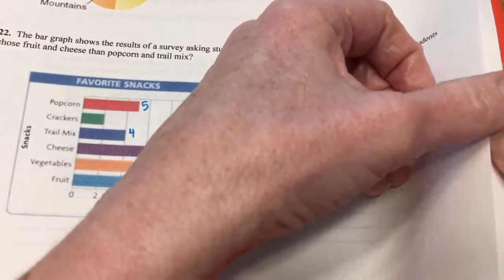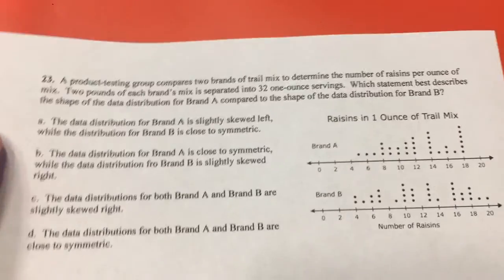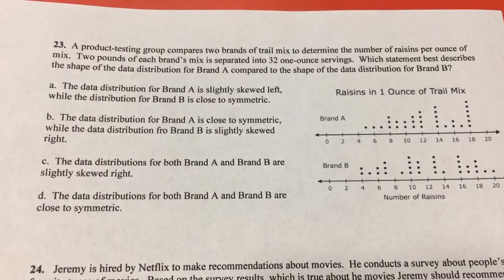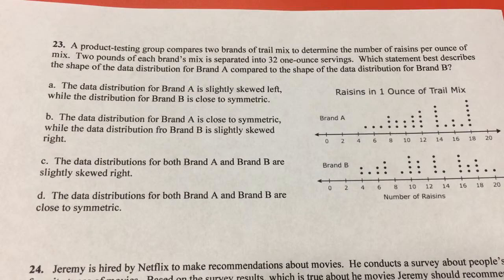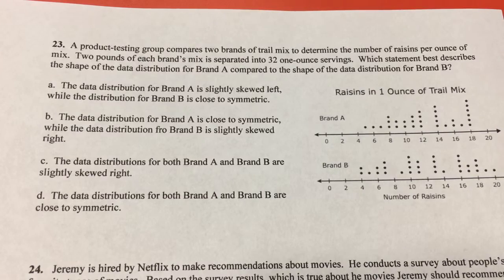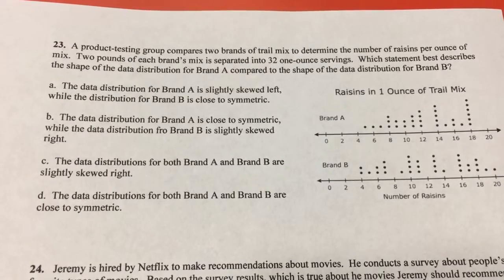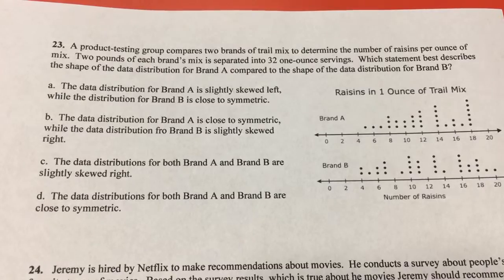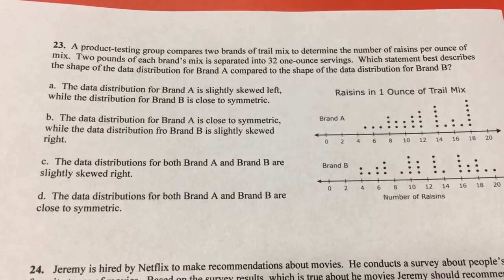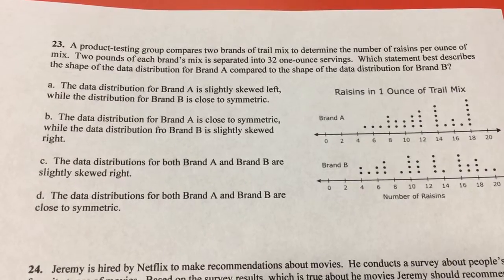So, all right, on 23, it says a product testing group compares 2 brands of trail mix to determine the number of raisins per ounce of mix. 2 pounds of each brand's mix is separated into 32 1-ounce servings. Which statement best describes the shape of the data distribution for brand A compared to the shape of the data distribution for brand B? All right, so A says the data distribution for brand A is slightly skewed left, while the distribution for brand B is close to symmetric.